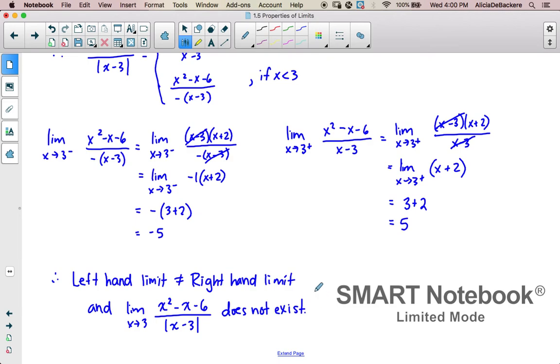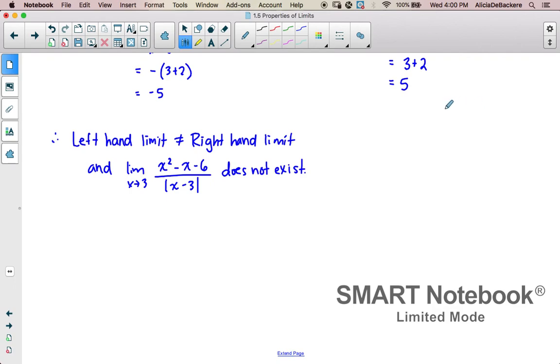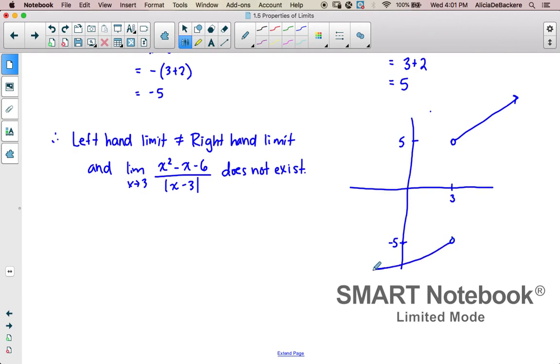They did ask us to show a picture of the graph here, which you might need to do a bit more work in order to figure out. But basically what's happening at 3 is I've got this open circle at 5 and another open circle at -5. Remember, there's actually no real value when x is equal to 3. And on this side here, what would happen is I would have this line heading up, and then over here I'd have this line heading down.